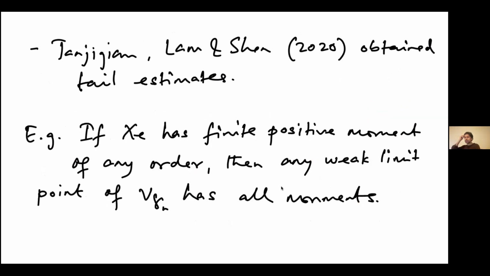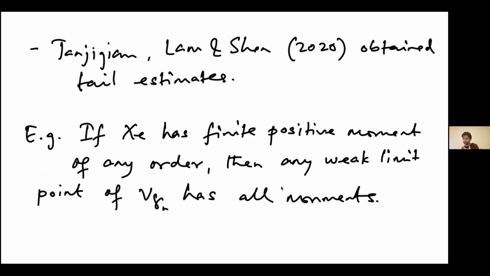And then shortly after, in a separate paper, Zhang, Lam, and Shen did not prove existence of a weak limit for the sequence of empirical measures, but they showed that, so they obtained some tail estimates.